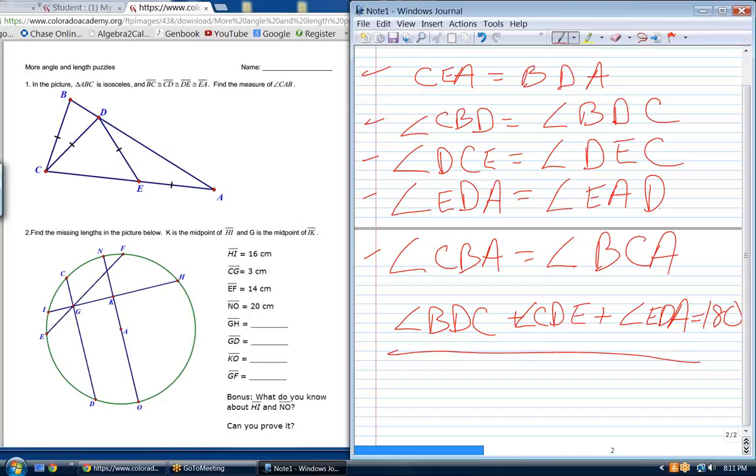Boy, the difficulty here is defining these angles. It's tough. BDC, that's the same as CBD. We also know that this angle plus both of these angles is equal to 180.